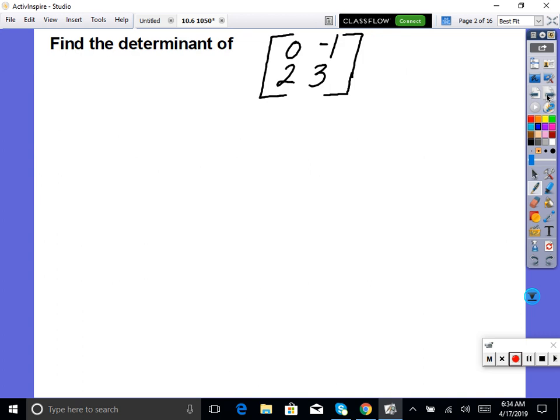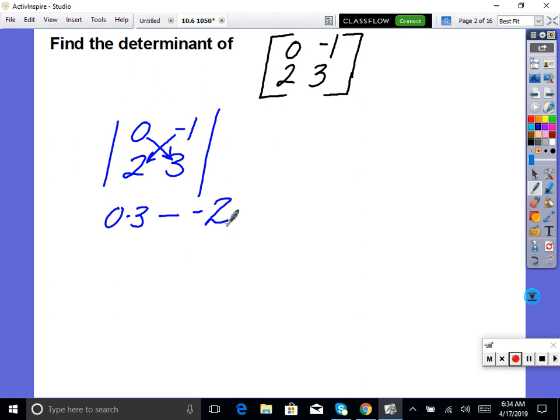Okay, so let's do it again. Find the determinant of this. So you would say, okay, if I'm asked to find the determinant, 0, negative 1, 2, 3, we would do this diagonal times this diagonal. Sorry, no, this diagonal multiplied, so that'd be 0 times 3, minus negative 1 times 2. So that'd be minus negative 2. So don't we get 0 plus 2? So our determinant calculates to be positive 2. So then we know for a fact this does have an inverse.